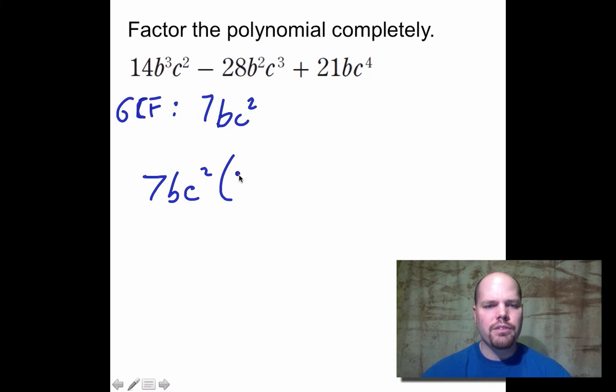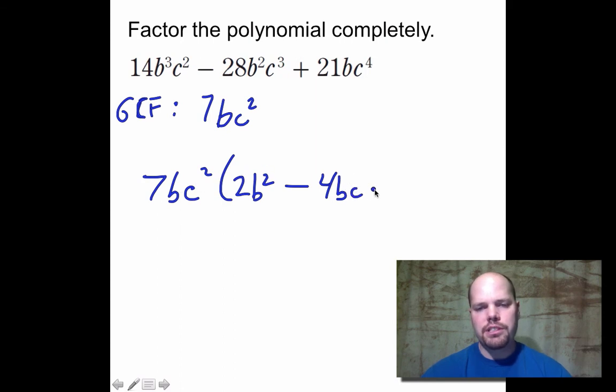Well, we had 14 divided out of 7, so we're left with 2, because 7 times 2 is 14. B cubed, we divided out of b, so we're left with b squared, because b times b squared is b cubed. C squared, we divided out of c squared, so we have a 1 there, but we don't need 1 because we already have a 2b squared, so we don't need a placeholder there. 28 divided by 7, that is 4. B squared divided by b is b. C cubed divided by c squared is c, so we're left with a minus 4bc in the middle term.